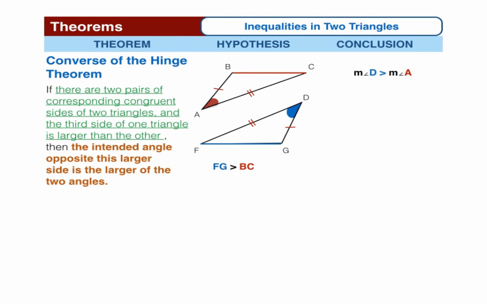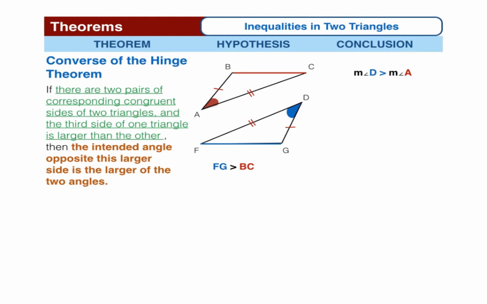Here's the converse. My hypothesis is underlined. My conclusion is in bold. If there are two pairs of corresponding congruent sides of two triangles, and the third side of one triangle is larger than the other, then the included angle opposite this larger side is the larger of the two angles.